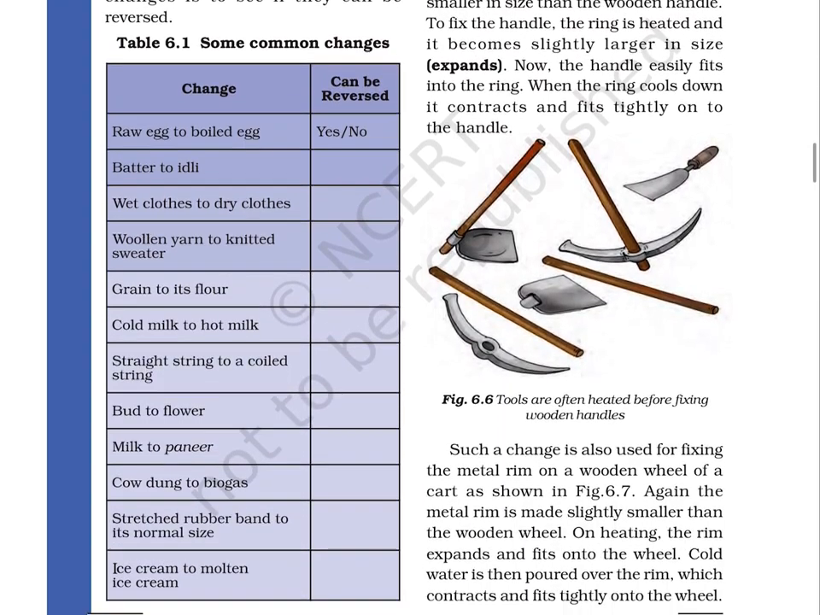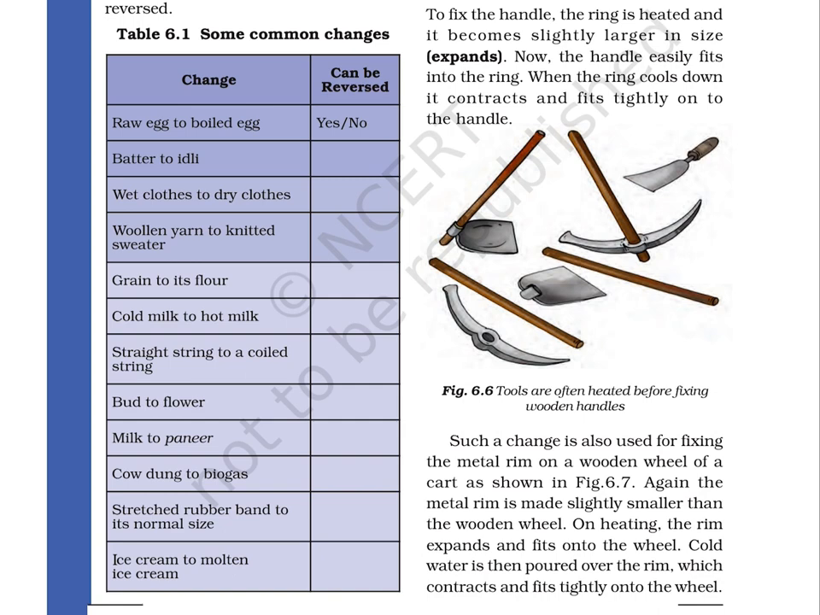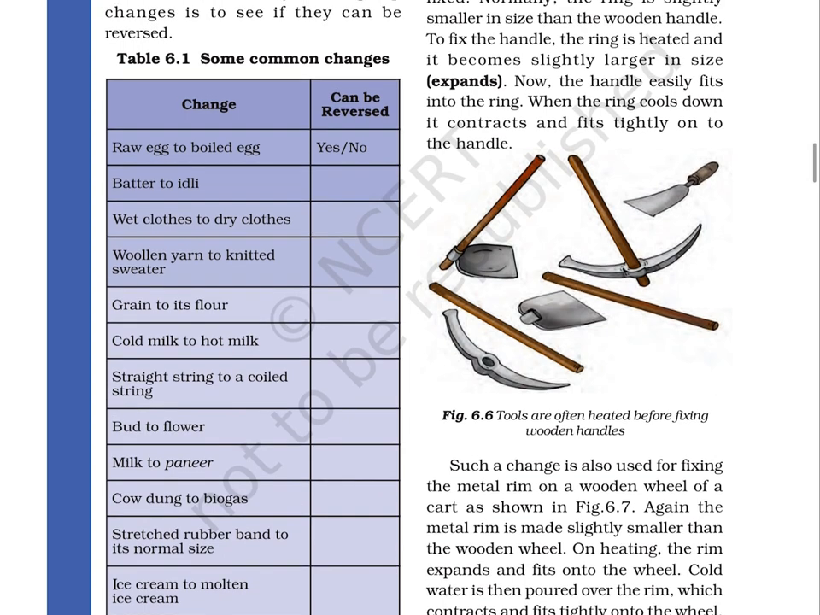Table 6.1. Some common changes. The table is divided into two columns. First column is for change. Second column is for can be reversed, yes or no. Raw egg to boiled egg, yes or no. Batter to idli. Wet clothes to dry clothes. Woolen yarn to knitted sweater.